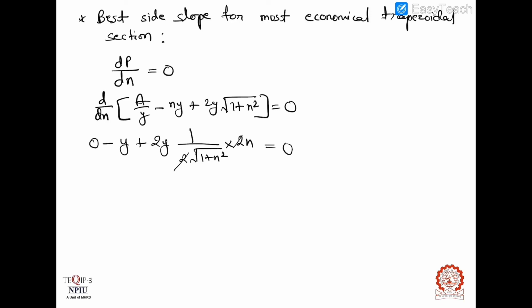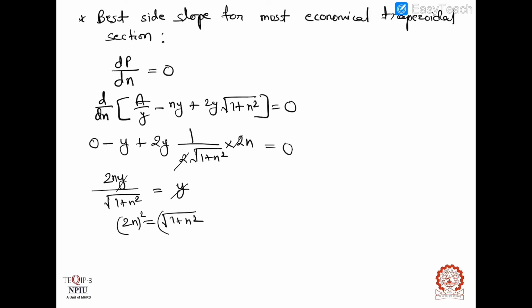So this 2 will get cancelled, and 2ny divided by root over 1 plus n square is equal to y. This will cancel out. Then 2n is equal to root over 1 plus n square.